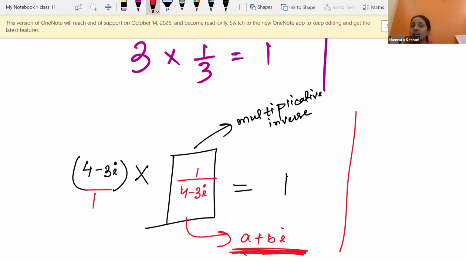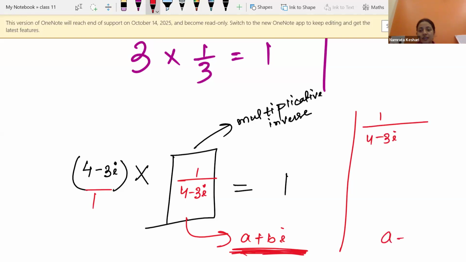In the last class and today's class we have completely discussed how to write any complex number in a plus bi form. So if our answer is 1 by 4 minus 3i, and this box is not accepting this type of answer, it is saying to arrange it properly and then give the answer. So we are going to arrange this 1 by 4 minus 3i in standard form.